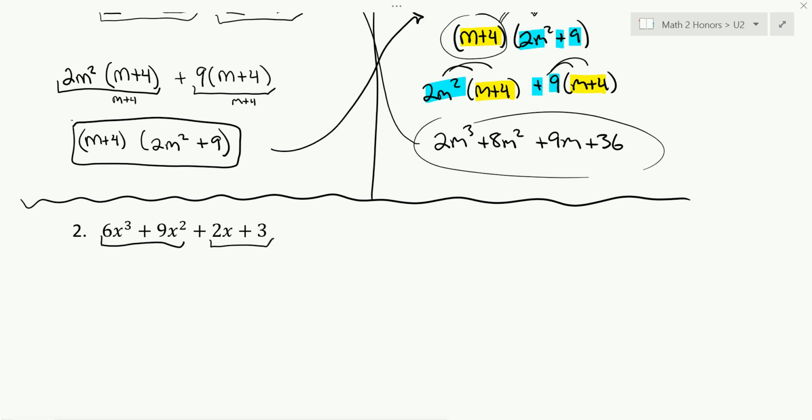The first 2 terms, we could factor what out? 3x squared, and what's left? 2x plus 3. Because you divide 6x cubed by 3x squared and get 2x, and 9x squared divided by 3x squared gives you the 3. Then you look at the second half, the second group. What can you factor out of that second group? Nothing.